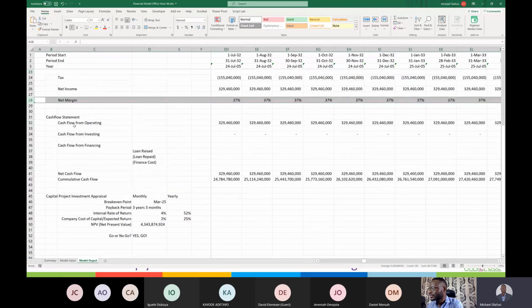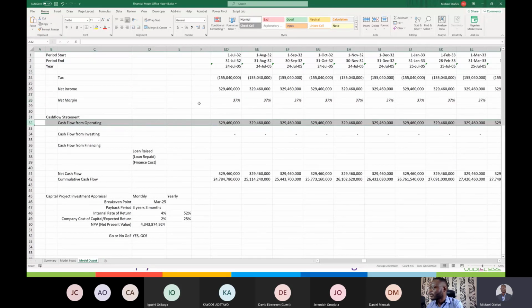So with that, you're able to see what is the cash coming from the business. The assumption is that there are no receivables, no payables. So all the sales you make, the cash will come in.